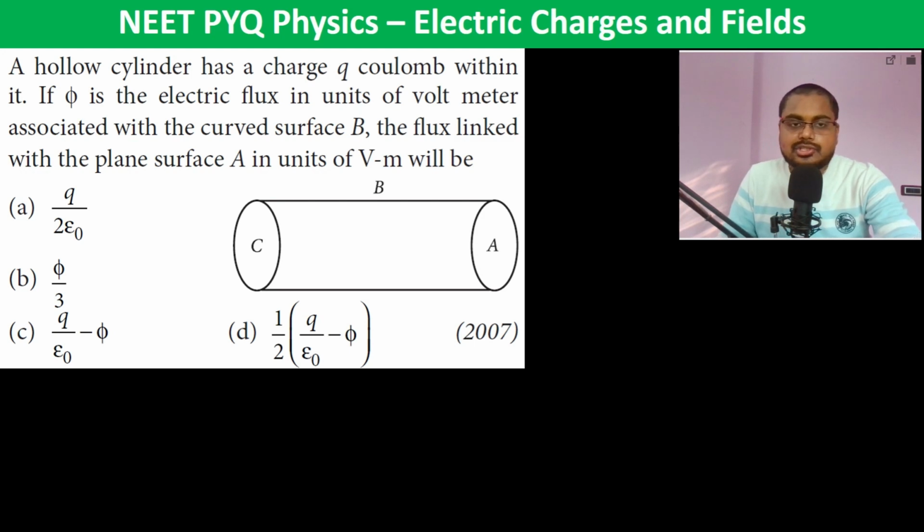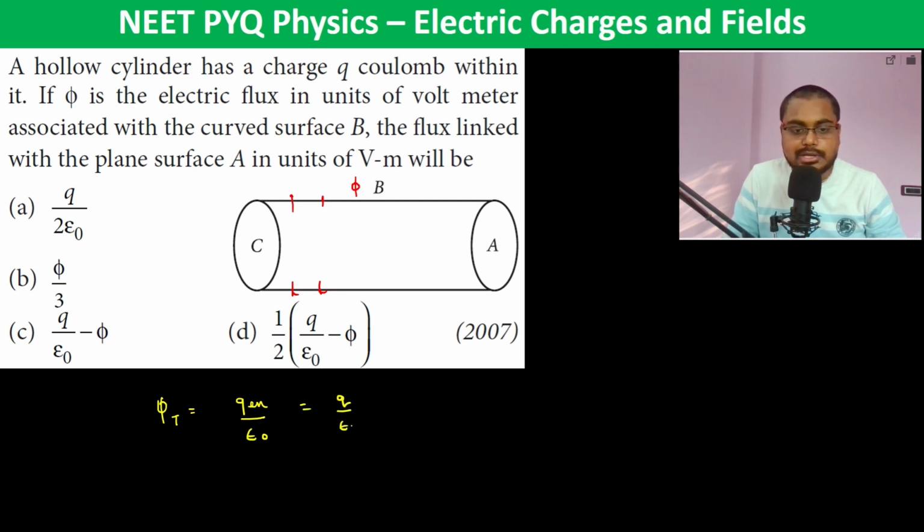A hollow cylinder has a charge q coulomb within it. If phi is the electric flux in units of volt-meter associated with the curved surface B. So the electric flux through B is going to be phi. Now if you see the total electric flux, we consider this entire thing to be a Gaussian surface, so phi total should be equal to q enclosed divided by epsilon naught. Now q enclosed is q itself, so q by epsilon naught.